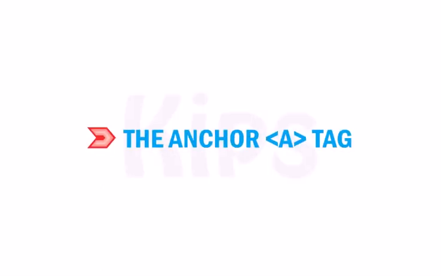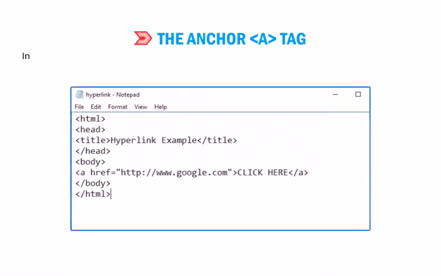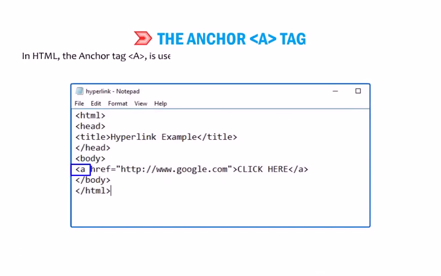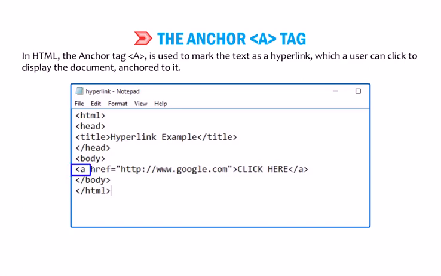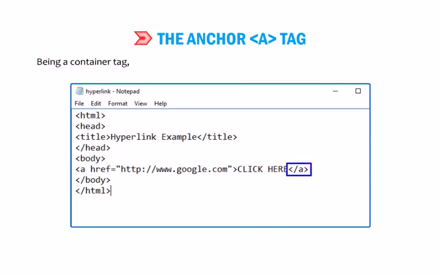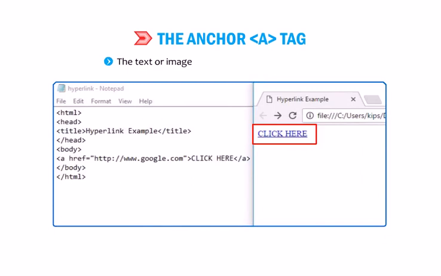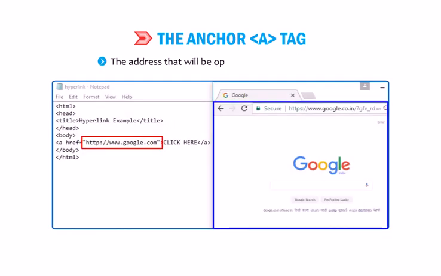Okay, let us understand the anchor tag. In HTML, the anchor tag <a> is used to mark the text as a hyperlink, which a user can click to display the document anchored to it. Being a container tag, it requires the closing tag </a> to mark the end of the text or image. This tag is generally used to specify the following: the text or image that is clicked to activate the link, and the address that will be opened using the defined link.